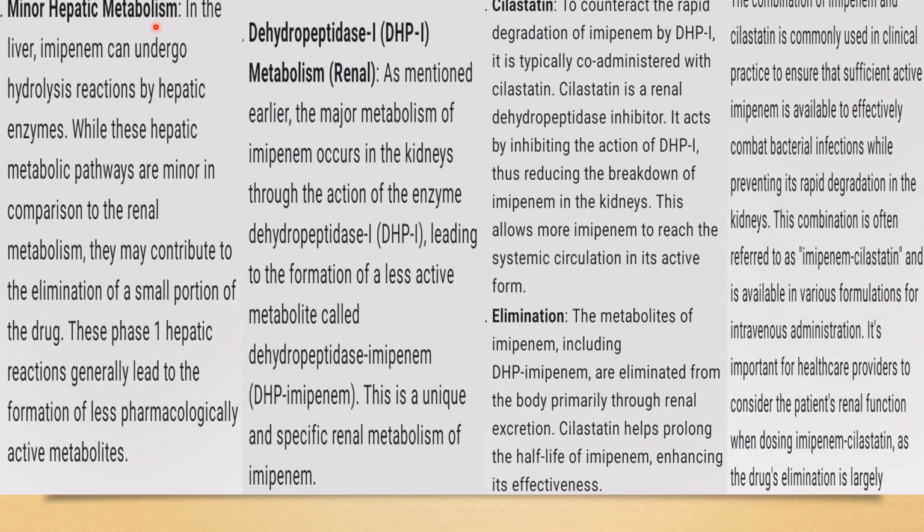So if we talk about the metabolism of imipenem, then in the hepatic or liver, there is very little metabolism of imipenem. The major metabolism of imipenem occurs in the kidneys with the help of the enzyme dehydropeptidase, and this enzyme causes the hydrolysis of imipenem and converts it into a less active metabolite that is called dehydropeptidase imipenem.